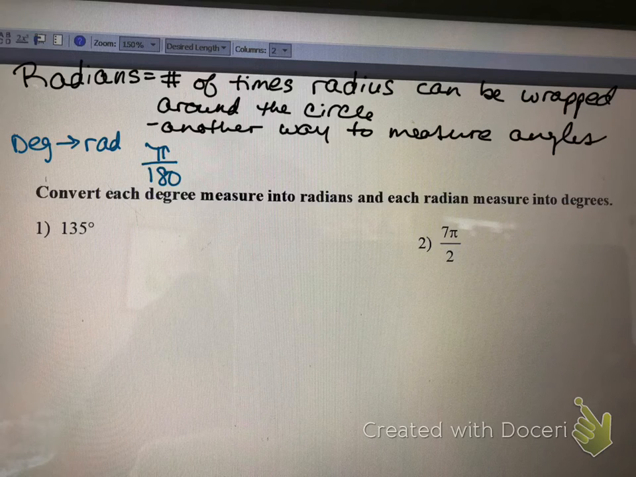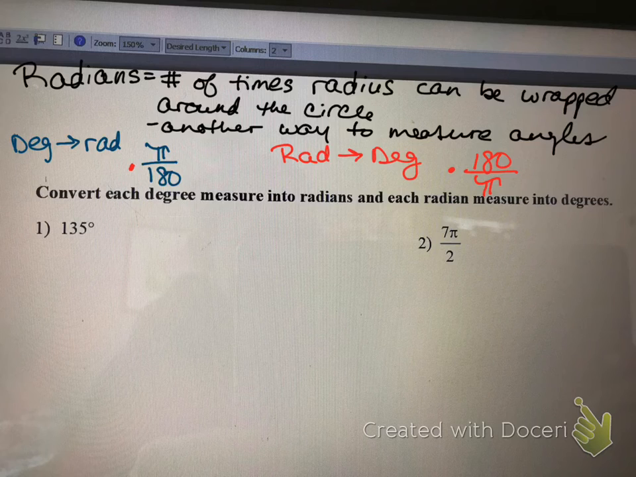To switch directions, to go from radians back to degrees, we are multiplying by 180 over pi. So we're going to take that original fraction and flip it. And again, the way you can remember this, 180 is the number of degrees, so if we're trying to get degrees, the 180 has to be on top. So we're going to go ahead and do two examples for you guys, one of each.